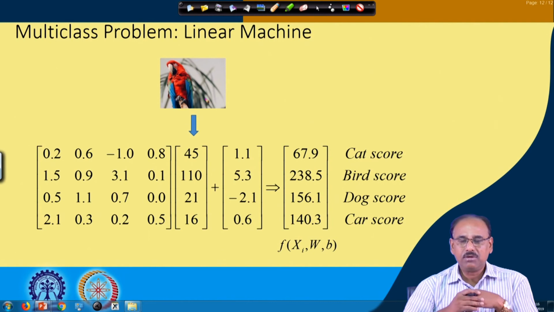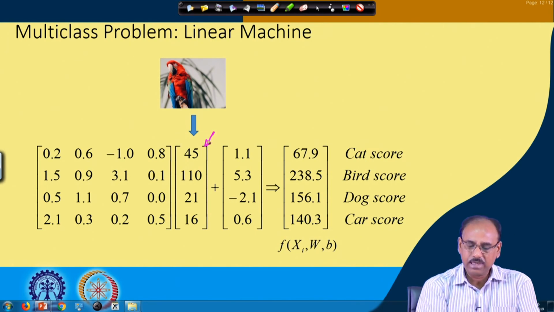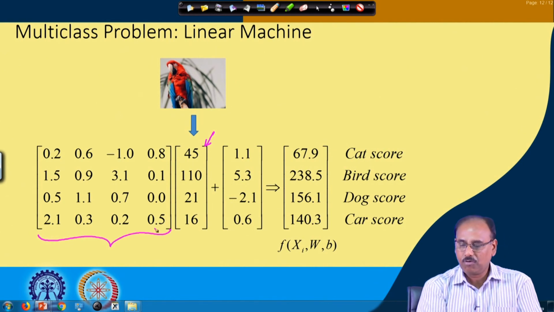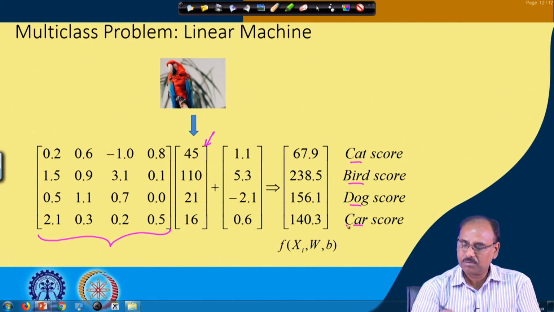So, how do you flatten it out? You can take every column of the image and concatenate the columns to get a vector. If I assume that this image is converted to a vector having 4 components, and this is my linear machine, the linear machine takes care of 4 different categories: cat, bird, dog and car. Cat is the first category, bird is the second, dog is the third and car is the fourth.